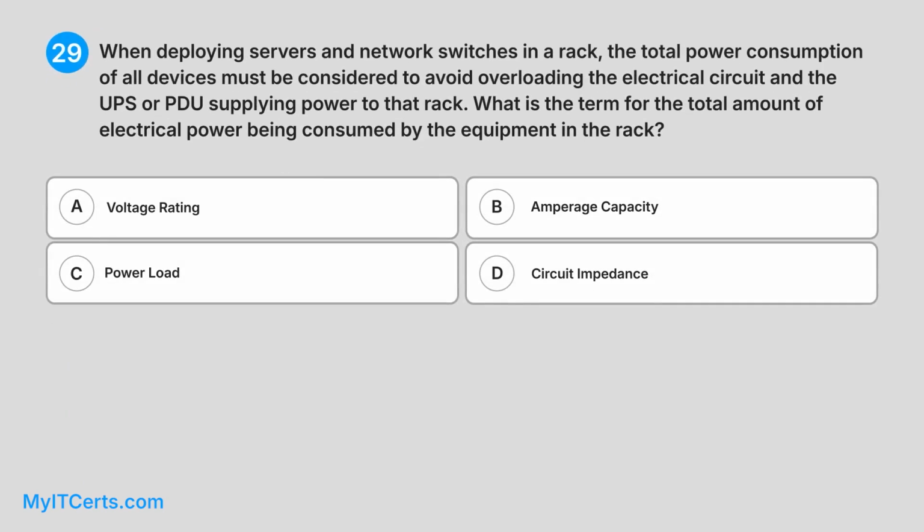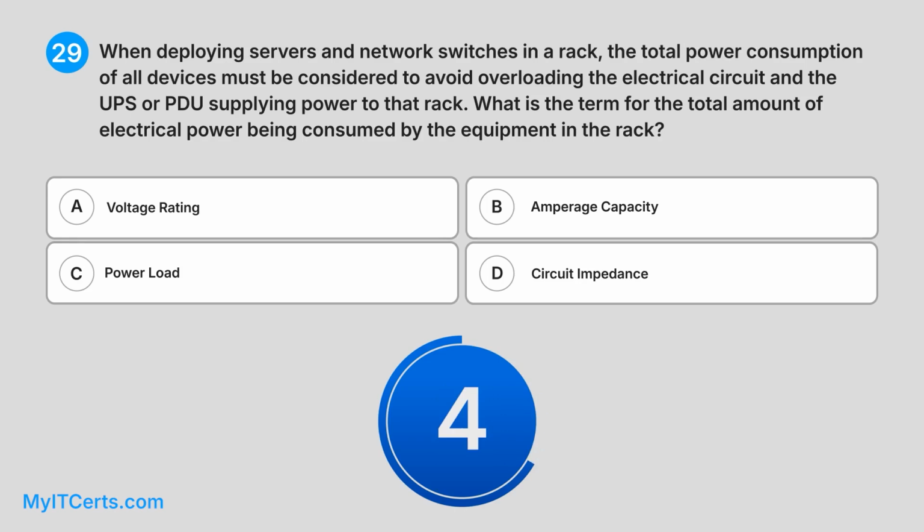29. When deploying servers and network switches in a rack, the total power consumption of all devices must be considered to avoid overloading the electrical circuit and the UPS or PDU supplying power to that rack. What is the term for the total amount of electrical power being consumed by the equipment in the rack? A. Voltage rating. B. Amperage capacity. C. Power load. D. Circuit impedance. What do you think is the answer?